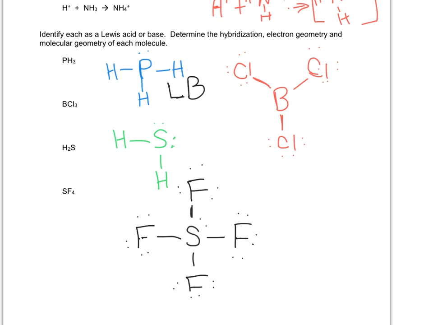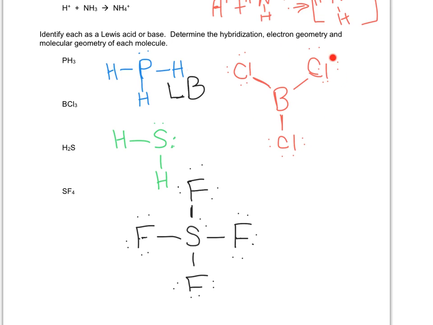Let's review the electron geometry. There are 4 areas of electrons, so the electron geometry would be tetrahedral, but it only has 3 bonds, so that's going to make a trigonal pyramidal shape. And the hybridization, since there are 4 areas of electrons, is sp3. Okay, let's move on to the next one.